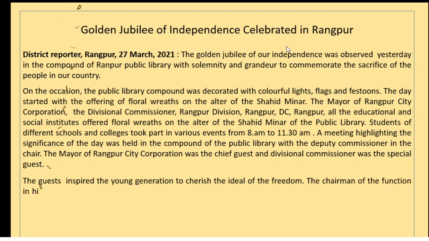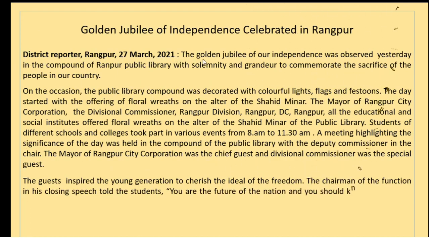Golden Jubilee of Independence celebrated in Rangpur. District Reporter, Rangpur, 27 March 2021. The Golden Jubilee of our independence was observed yesterday in the compound of Rangpur Public Library with solemnity and grandeur to commemorate the sacrifice of the people in our country. On the occasion, the public library compound was decorated with colorful lights, flags and festoons. The day started with the offering of floral wreaths on the altar of the Shohid Minar. The Mayor of Rangpur City Corporation, the Divisional Commissioner, Rangpur Division, DC, Rangpur, and all the educational and social institutes offered floral wreaths on the altar of the Shohid Minar of the public library.